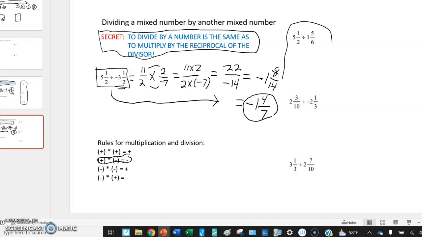So what I would like you to do is practice using these 3 problems. Pause the video and practice, and every time you need to listen to the video again or watch it, replay it until you get it.